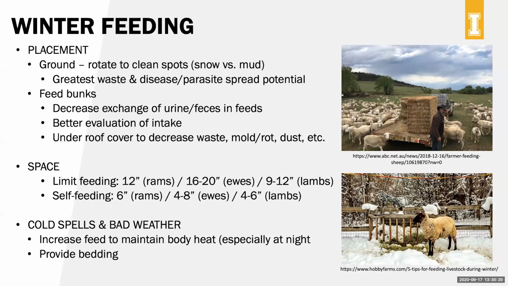So make sure that you give them, ewes need up to 20 inches, especially when they have lambs on them, of lateral distance that they can eat. Rams need 12 and lambs need up to 12 as well. And that's if you're limit feeding to a certain amount of feed each day. You can obviously give them a little bit less space if you're letting them free choice eat all day long.